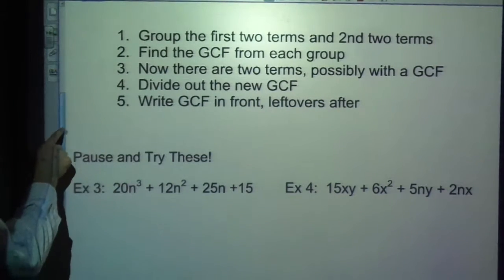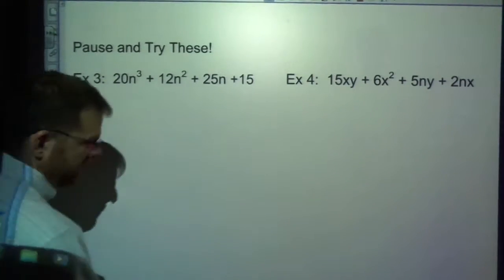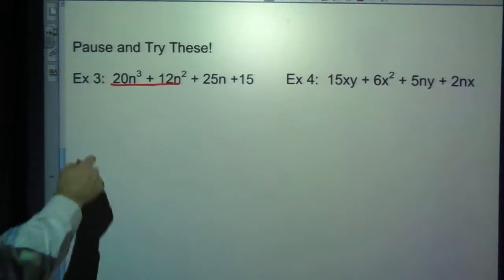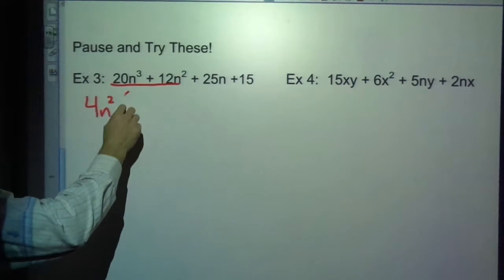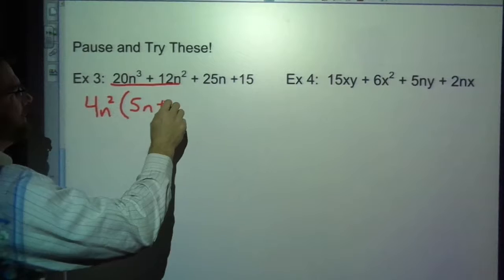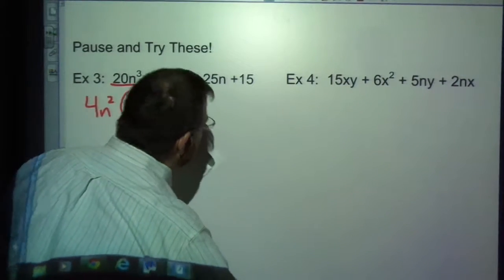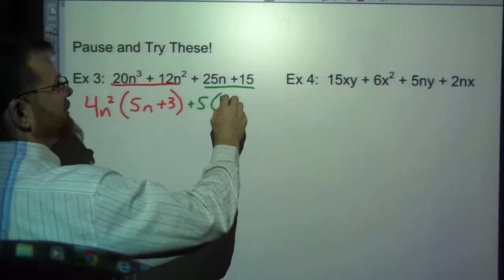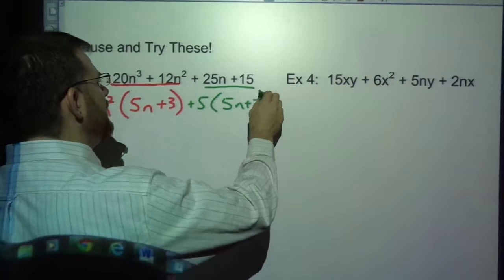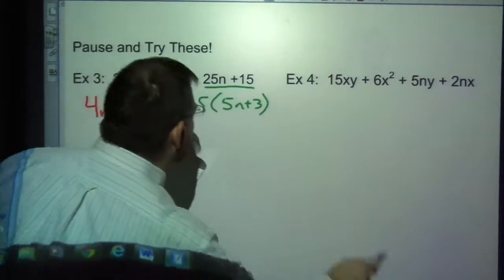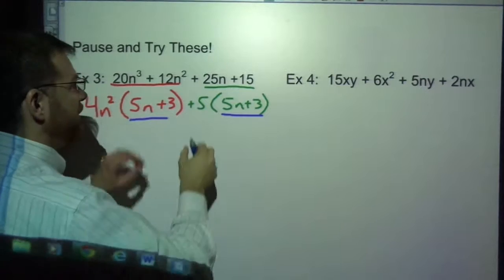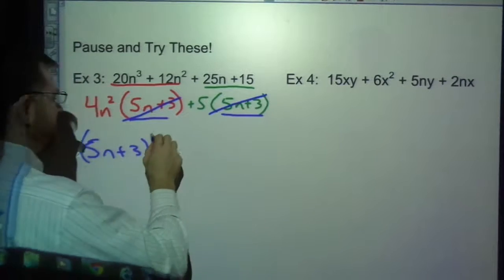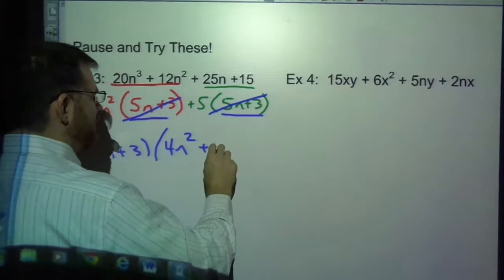Here we go. Let me work through example 3 for you. We're going to group these first 2 together and look for the greatest common factor, which it looks like is 4n squared. And that leaves left over 5n plus 3. And then in the second 2 terms, the greatest common factor is 5. So we've got 5n plus 3. Hey, I see a GCF here. We've got a 5n plus 3, 5n plus 3. If I pull that out in the front, 5n plus 3, that leaves 4n squared plus 5.